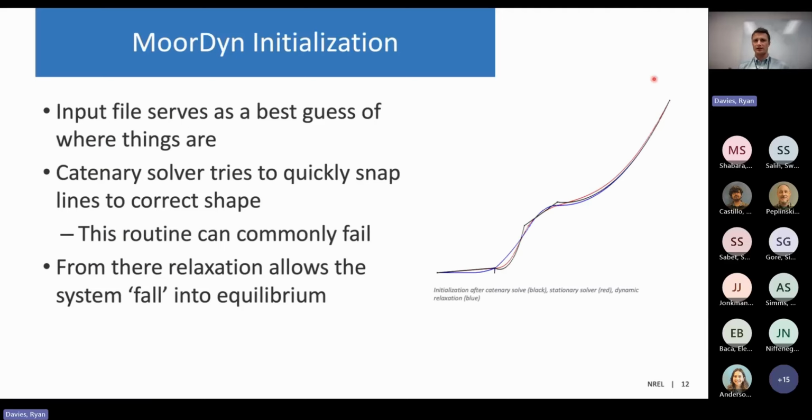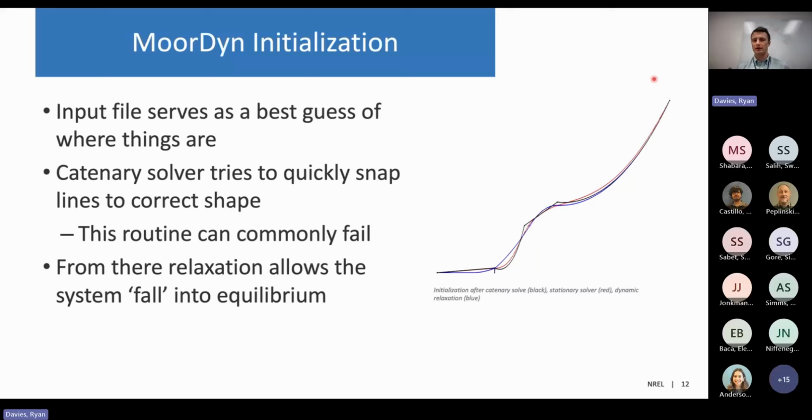And I want to spend a little bit of time on this initialization process because it's probably one of the most common questions we get about MoorDyn: how does this work and what's going on? So your input file serves as your best guess of how you're setting up your mooring system. You say, I think my buoy is going to be here. I think my clump weight's going to be here. There's a mooring line between them, but you don't have to get it perfect in that step.